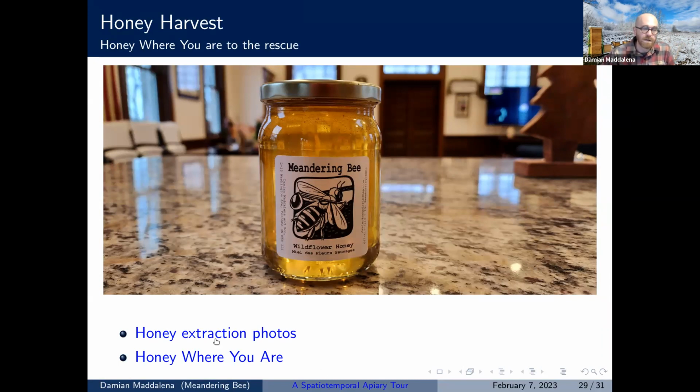Again, I've got a whole series of photos for extraction. With big thanks to Michelle and Honey Where You Are, I did make use of her trailer and her equipment and her services this year. It's great. I tricked my neighborhood into helping with the honey extraction, and they loved it. I let them all fill up a jar, and they really liked to see how that stuff was extracted.